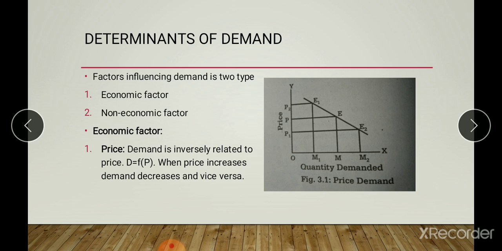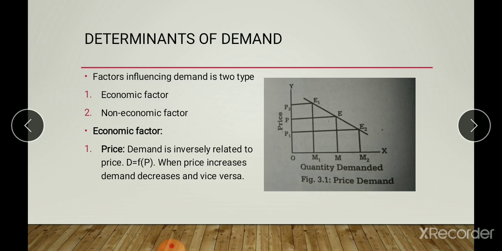Right? So this relationship is shown with the help of figure. OX axis represents quantity demanded and OY axis represents price of the commodity. Here P1, P and P2 are the prices. M1, M and M2 are the quantity demanded. As you see, let us take an example of OP as the initial price. Okay. OM is the initial quantity demanded.